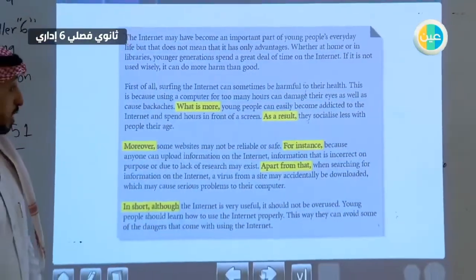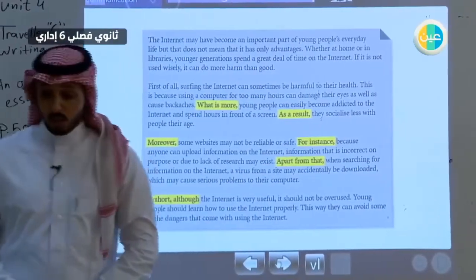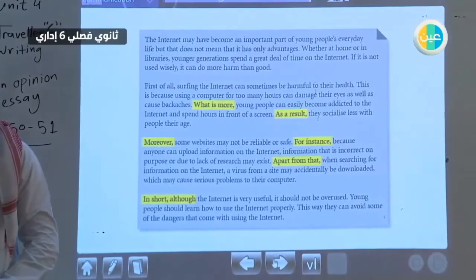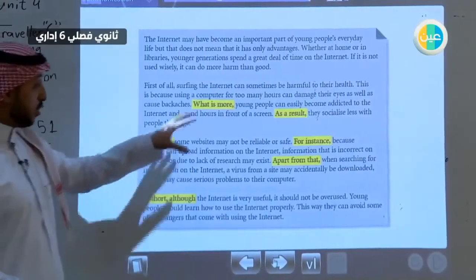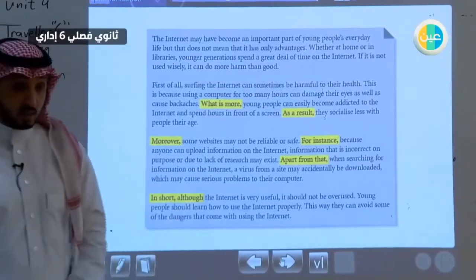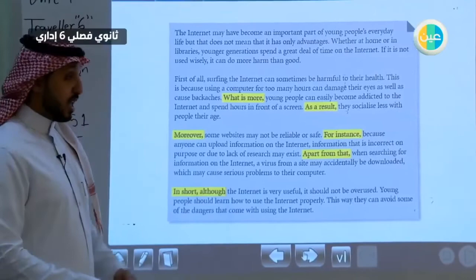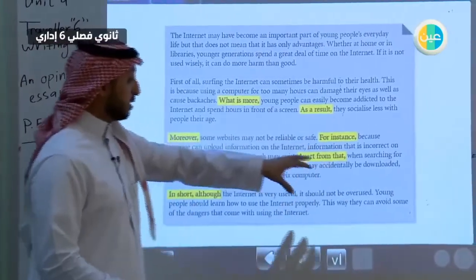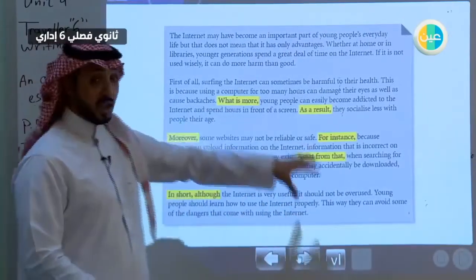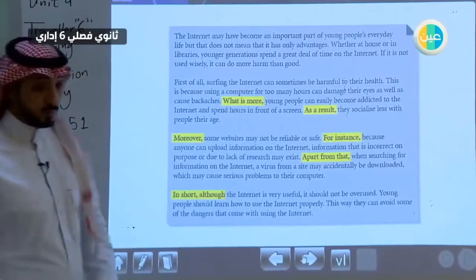Now, look at the highlighted phrases, guys. What are they? So these are linking words. Linking words are used to link sentences and ideas, and each one has its own function in the text. Okay?